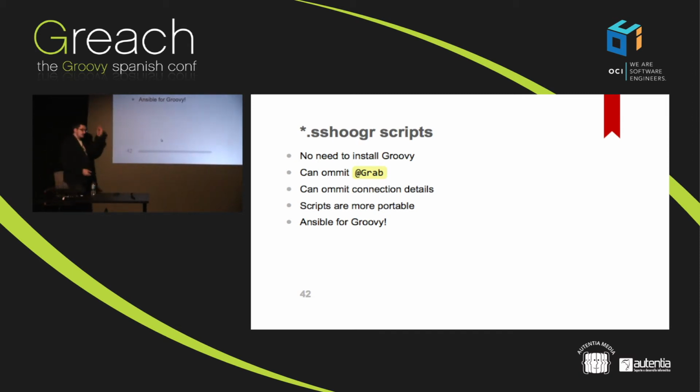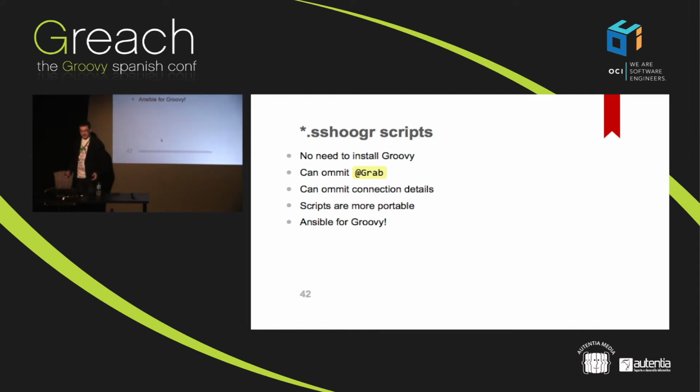You can also omit all the grep annotations if you have a standalone Groovy script, so you don't need to write them anymore. You just use the Sshoogr syntax. You can omit connection details because now you can delegate them to the executable command to extract them and run them from there. And this makes the scripts themselves more portable because you don't need to put all the secrets, all the connectivity details into the script.